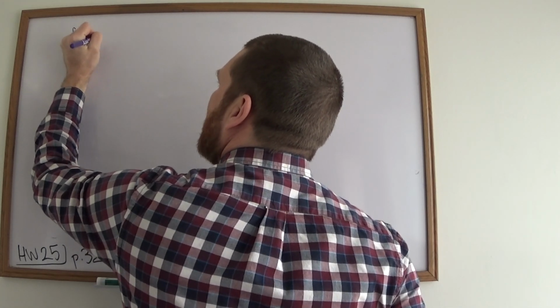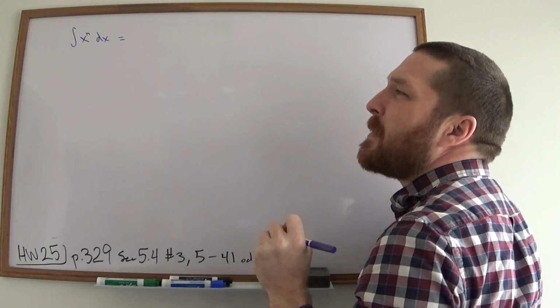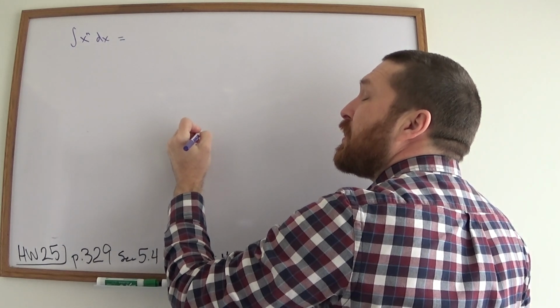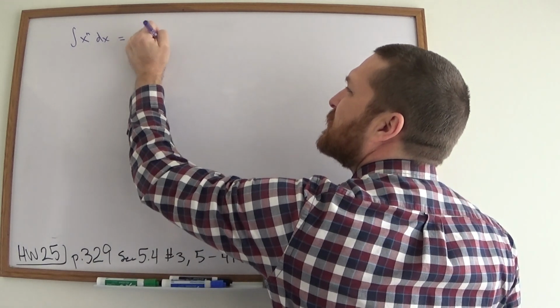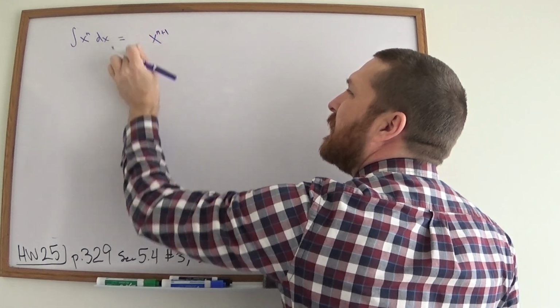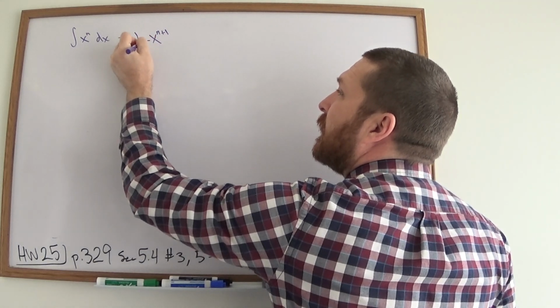The antiderivative of x to the n dx. Figure out what that has to be. One over n times x to the n? Oh yeah, it's plus 1. It's x to the n plus 1, times 1 over what? n plus 1. Let's try it.